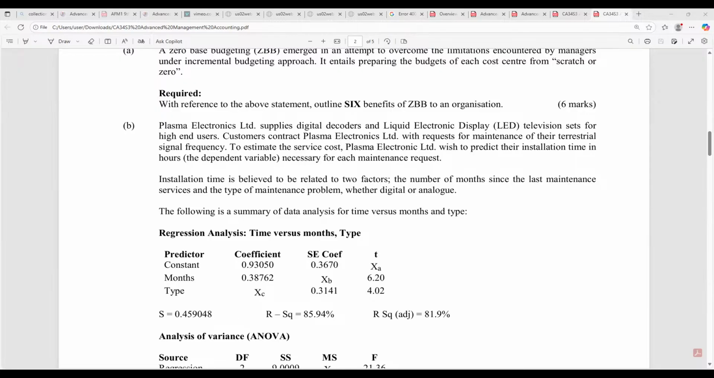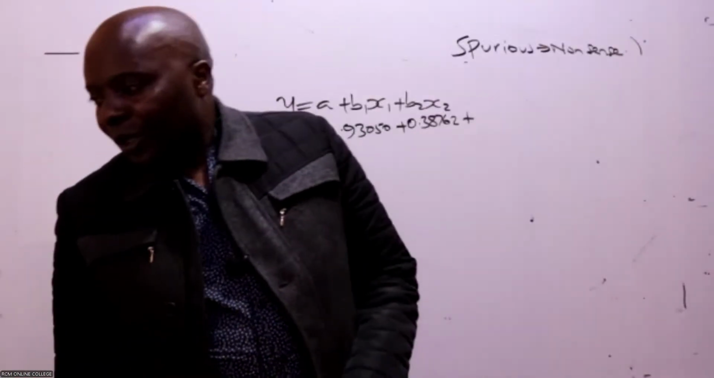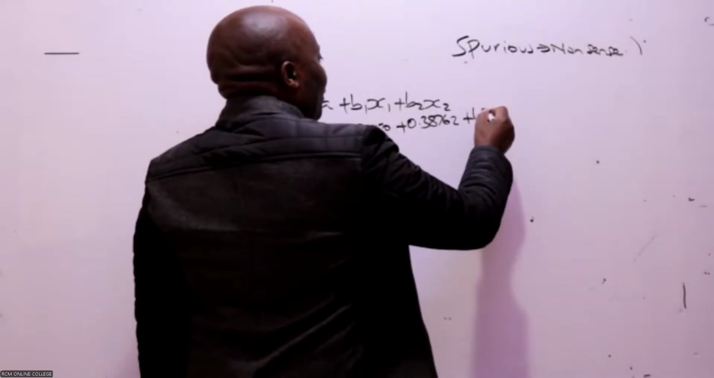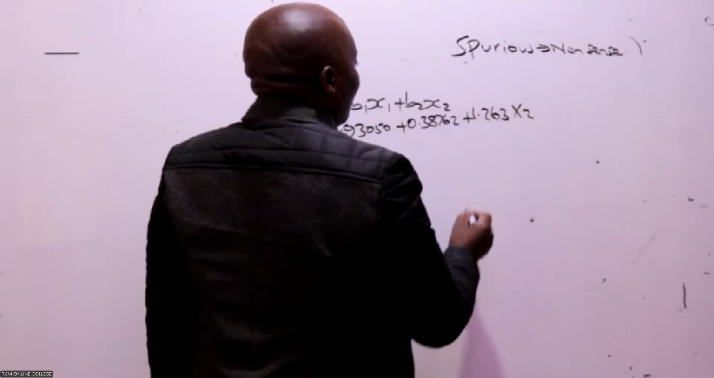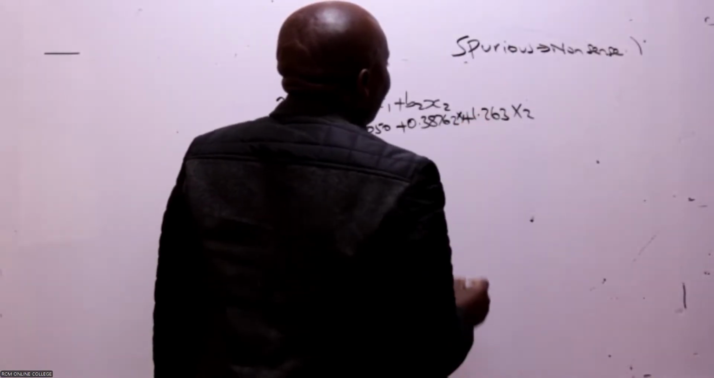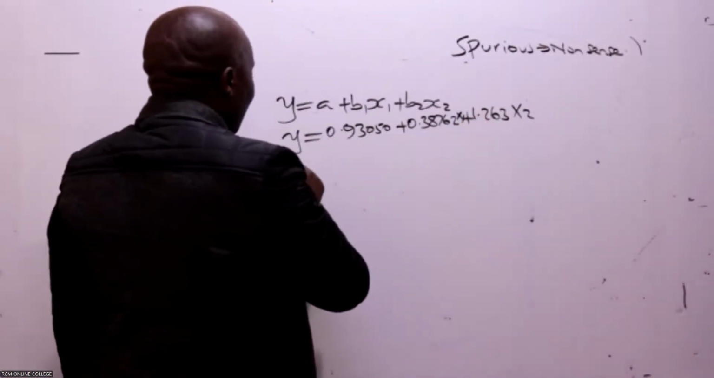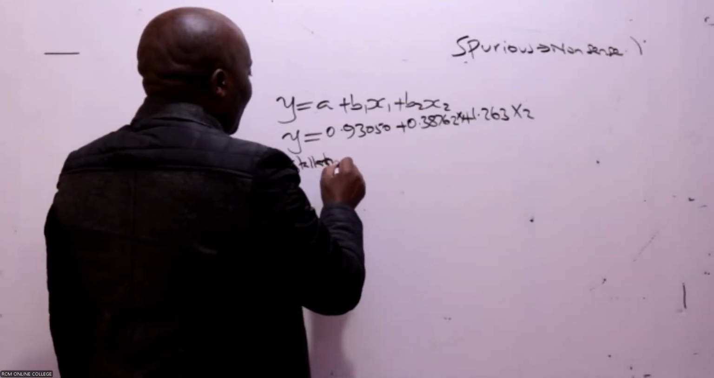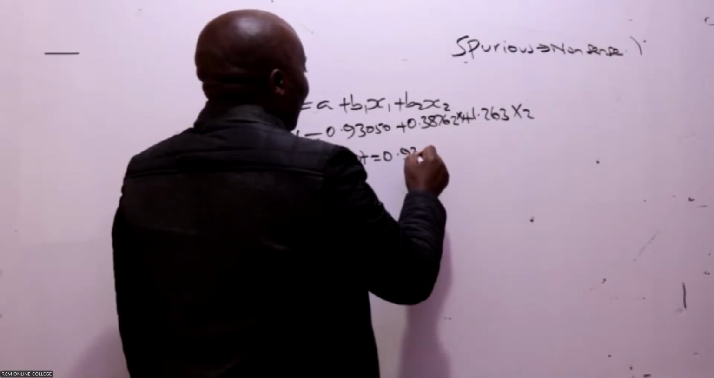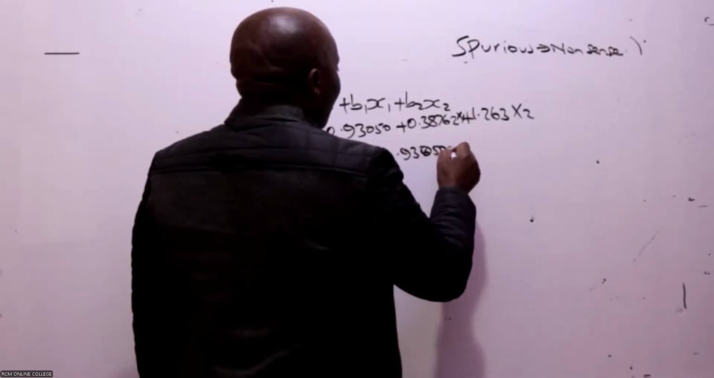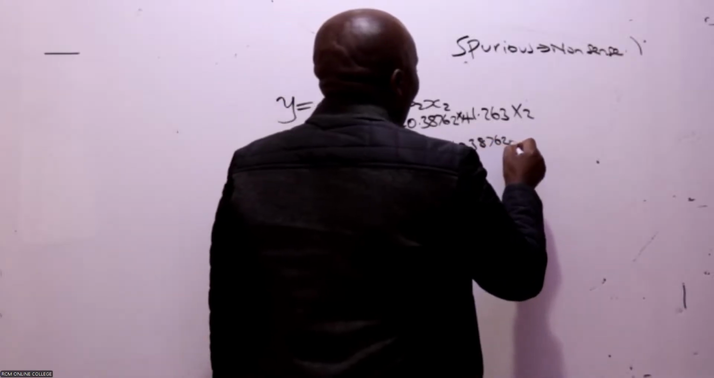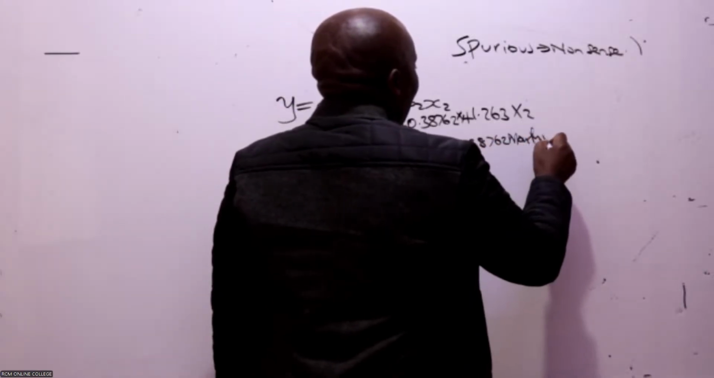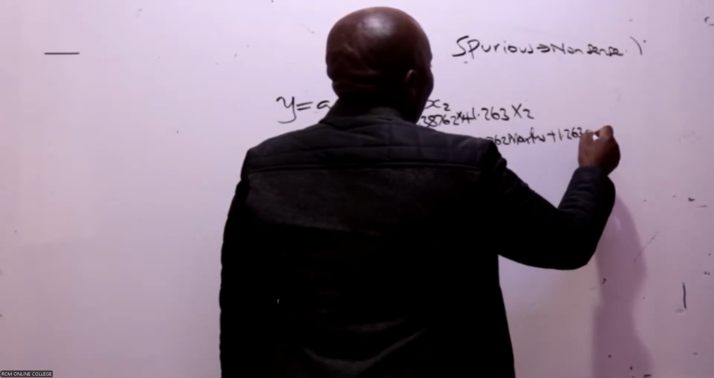Is there somebody who can give me what figure we got? Anybody who can just read for me this figure? Yeah, 1.26 whatever, x2. This was x1. So meaning in this case that installation cost equals 0.933050 plus 0.38762 months plus 1.263 type.